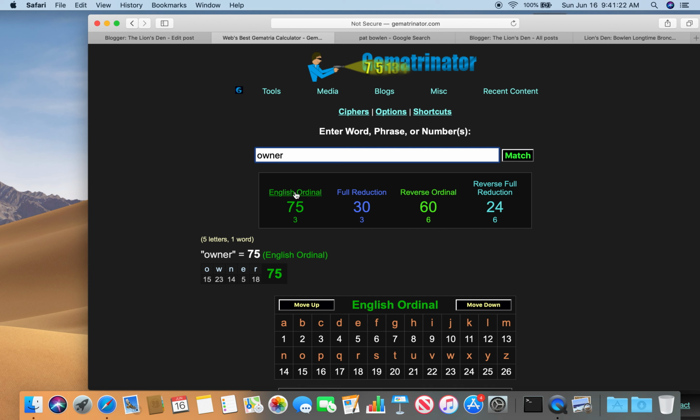For those that are new to gematria, gematria is the practice of coding numbers into words. And owner in English ordinal equals 75. O is 15, W is 23, N is 14, E is 5, R is 18. So an owner, 75. He dies at age 75. Probably just a coincidence, right?